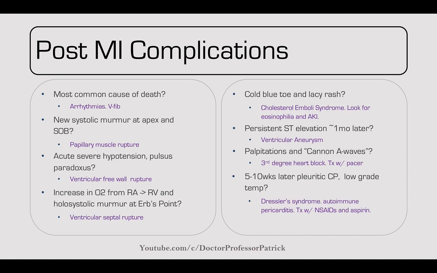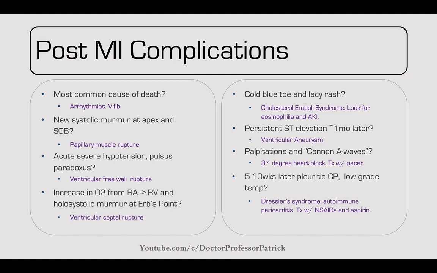So if you have palpitations and what's called cannon A waves or large JVD waveforms, that's going to be a 3rd degree heart block, and you're going to have to treat that with a pacer. We'll get more into heart blocks in a little bit. So 5 to 10 weeks later, if somebody has pleuritic chest pain and a low-grade temperature, this is Dressler syndrome.